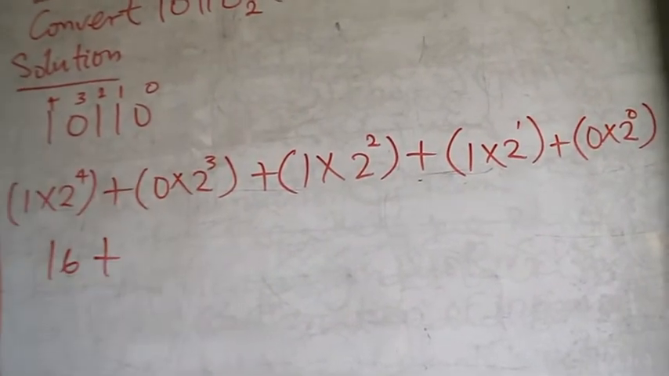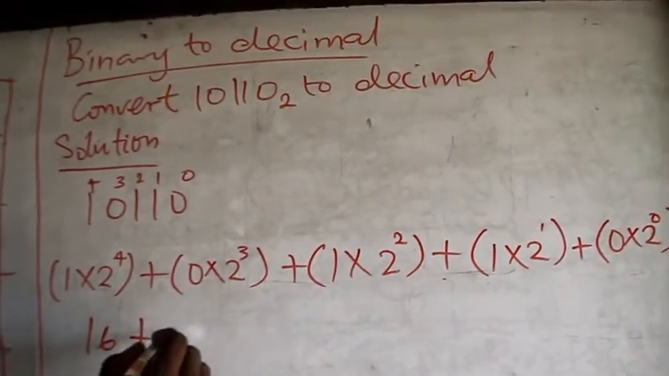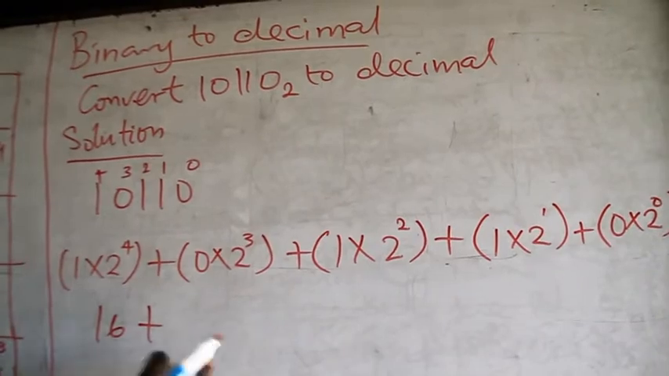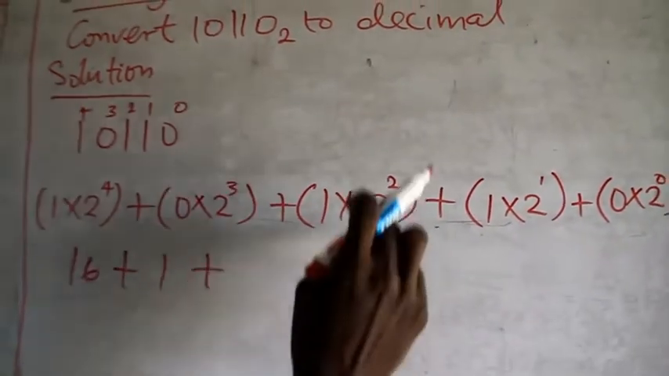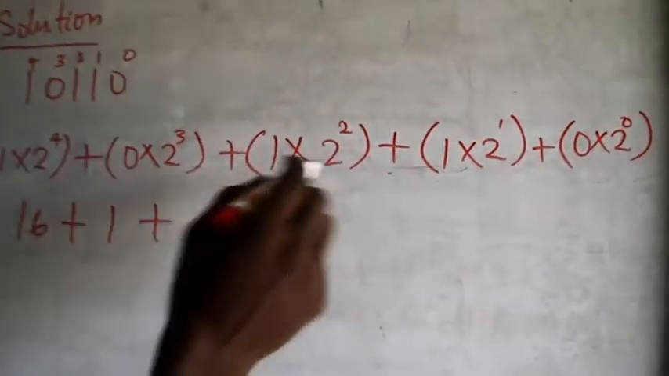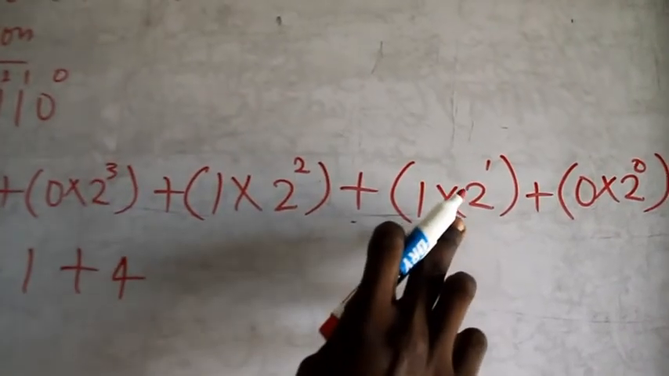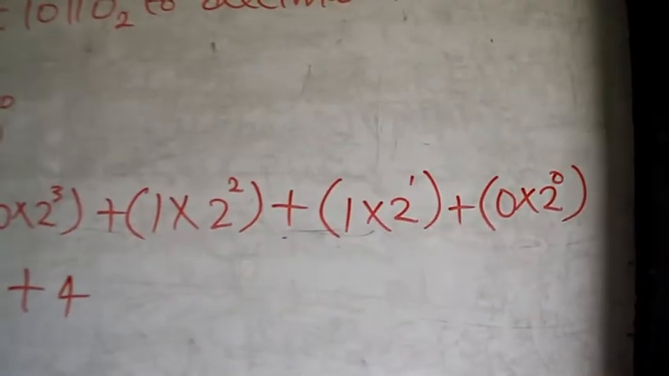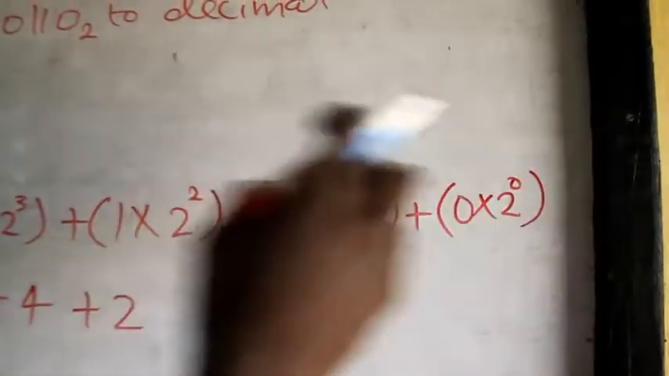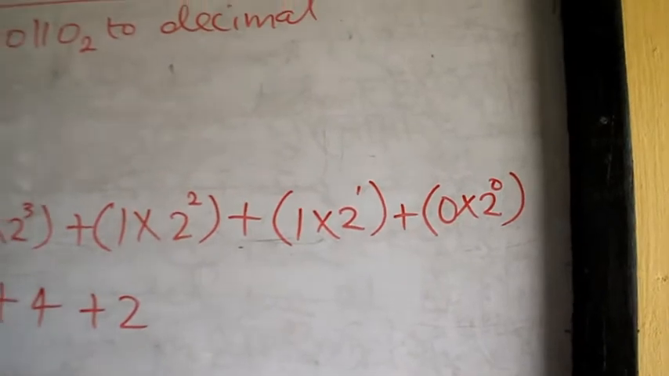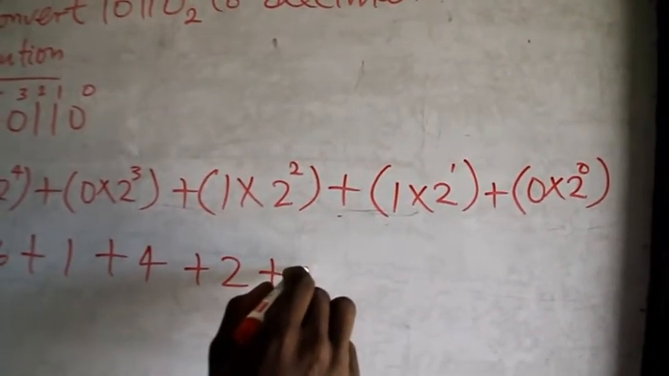Plus, then we have 2 raised to power 3. That is 2 times 2, which is 4, times 2, which is 8. 8 times 0 is 0. So we have 0, plus 2 raised to power 2 here, which is 2 times 2, that is 4, times 1, it's going to give us 4. Then at the other side here, we have 2 raised to power 1, which is 2, multiplied by 1 is 2. So plus 2. Anything raised to power 0 is 1, times 0 is 0.